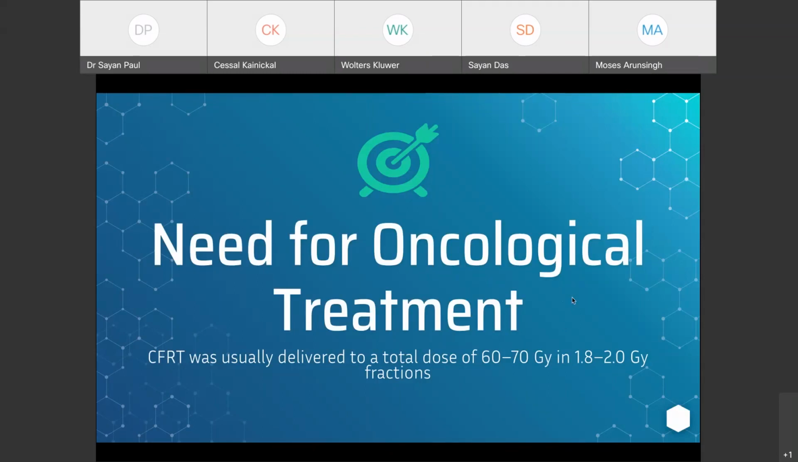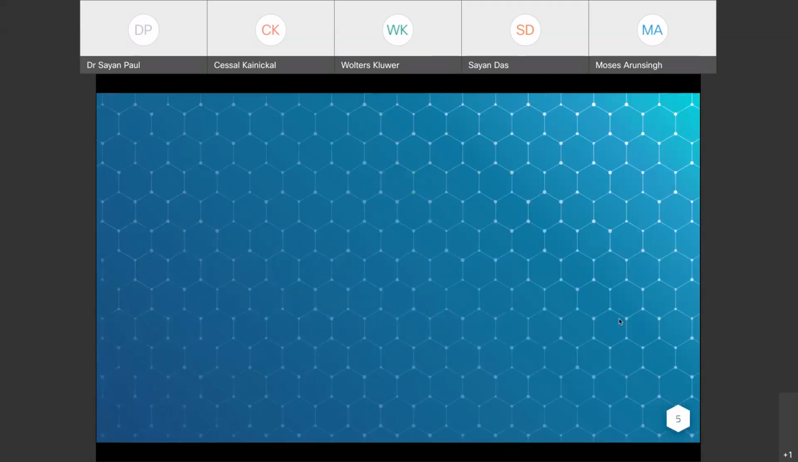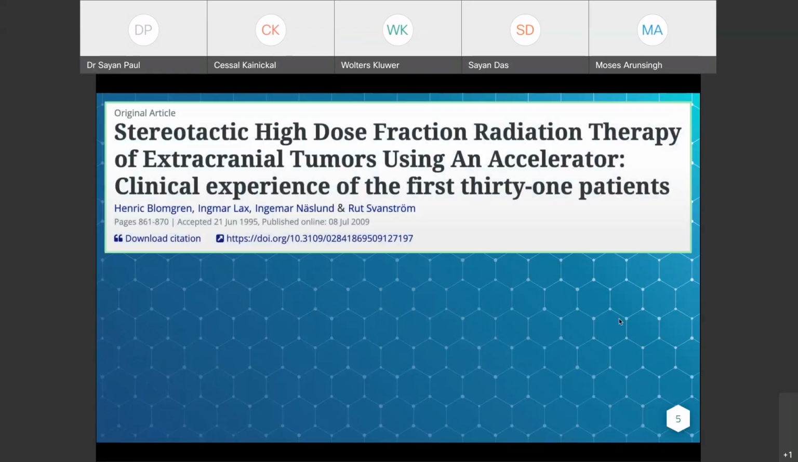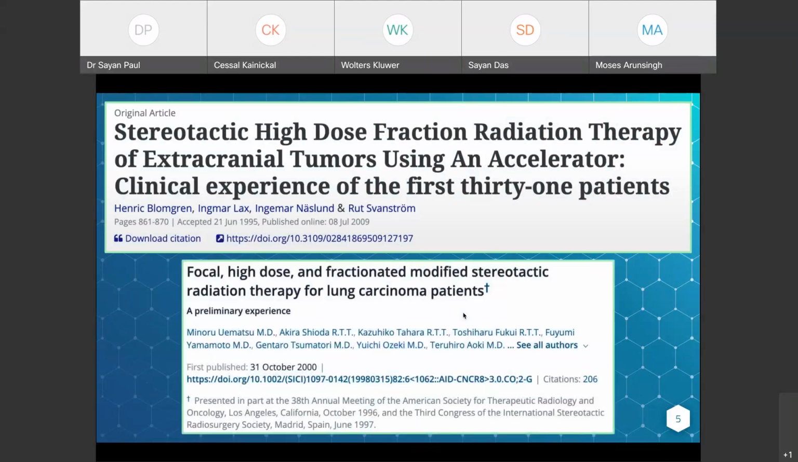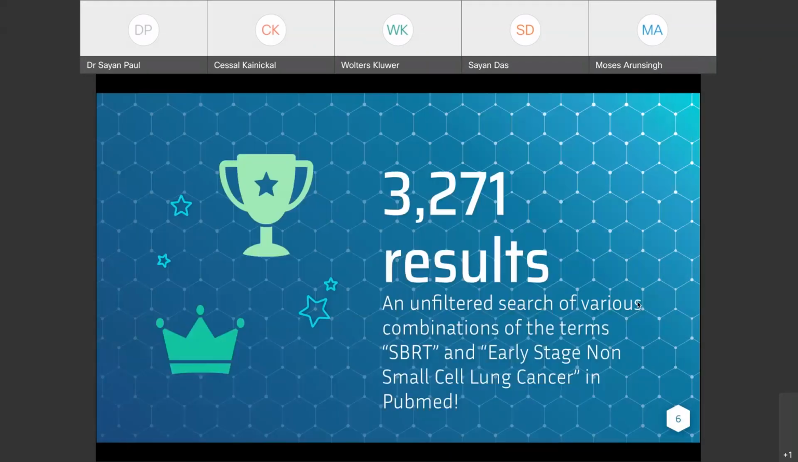So people were exploring various options, and it was around this time that stereotactic radiation was being explored in the extracranial setting. The first reports of SBRT in the extracranial setting, including lung cancers, were published by the Swedish group and the Japanese group towards the end of the last century. Since then, there has been an explosion of research into SBRT for lung cancers.